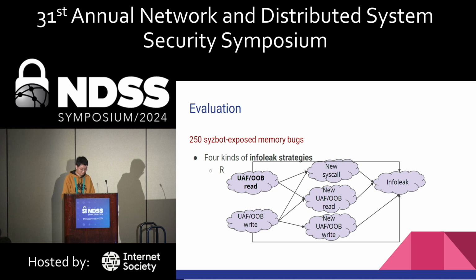So here's our evaluation. We evaluate our framework using 250 syzbot-exposed memory bugs. Syzbot is a continuous process from Google that has found many kernel bugs. In total, we find 4 kinds of Infoleak strategies. We can utilize a single read error to leak information.